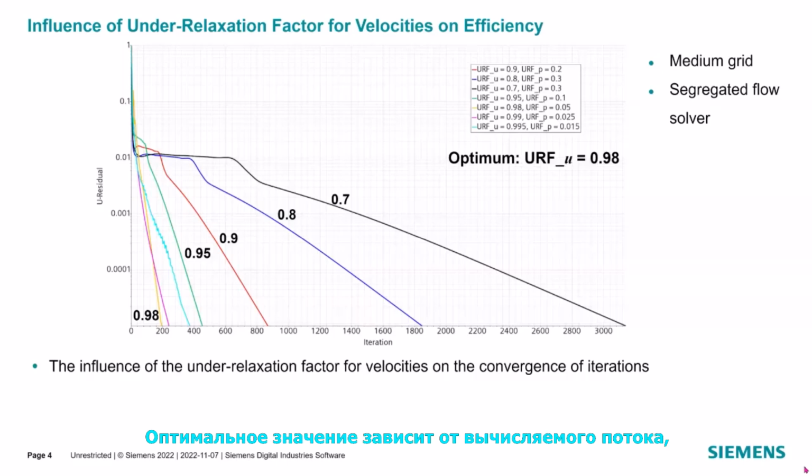The optimum depends on the flow being computed, the grid fineness, it is lower for finer grids, and the grid quality, it is lower for poor grid quality. In this case, the convergence was fastest when the under-relaxation factor for velocity was increased to 0.98. Further increase to 0.95 or 0.995 required again more iterations.